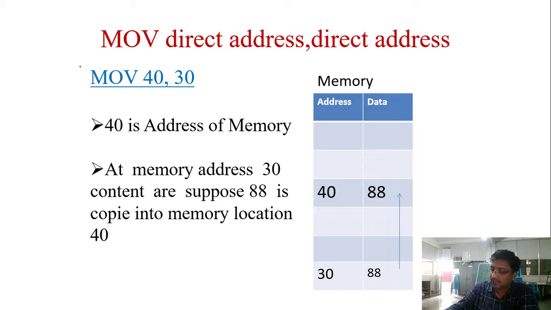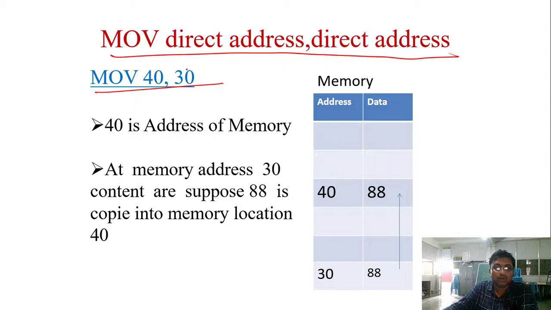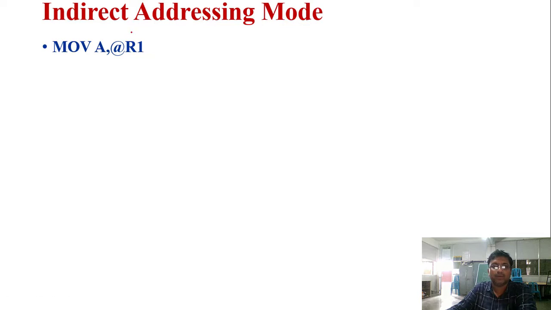Next, it also has a facility to copy data directly from one memory address to another, direct address to direct address. What it will do, move 40 comma 30, means it copies the contents of 30 to 40. So it copies the contents, not the address. In this example, the contents of 30 are 88, so these 88 contents will be copied to the 40H memory location. Why? Because my destination is 40 and my source is 30. So we can do direct address to address as well.